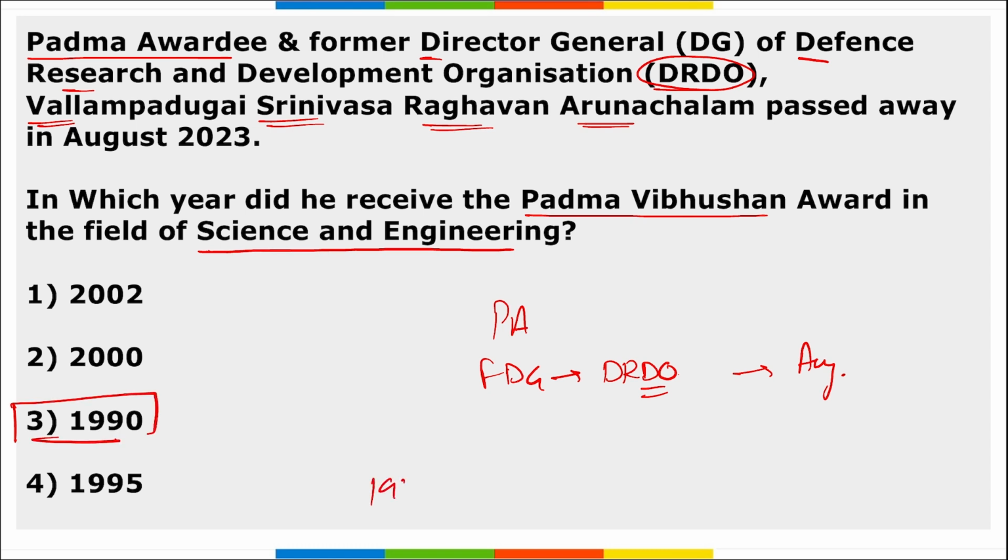Then in 1986 he was awarded with Padma Bhushan. In 1990 he was awarded with Padma Vibhushan for science and engineering, and Padma Bhushan was awarded to him in the field of civil services. Then apart from this, he was also awarded DRDO's Lifetime Achievement Award in 2015.